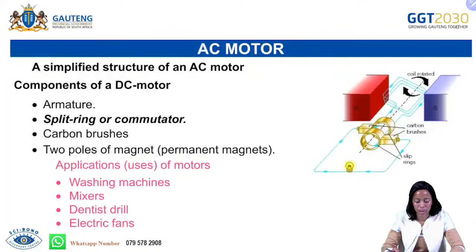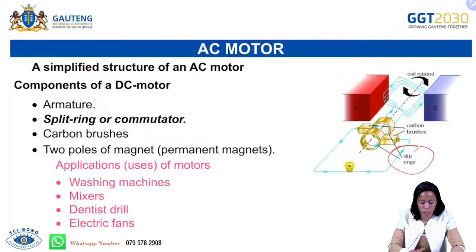Then next we have an AC motor. So now what is the difference now? With an AC motor, we will see that we have the slip rings instead of the split rings.